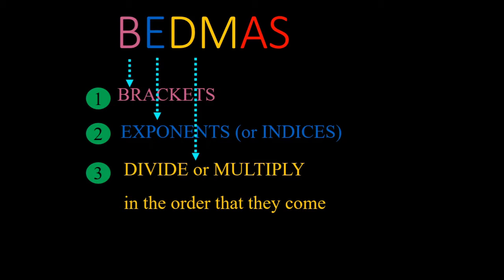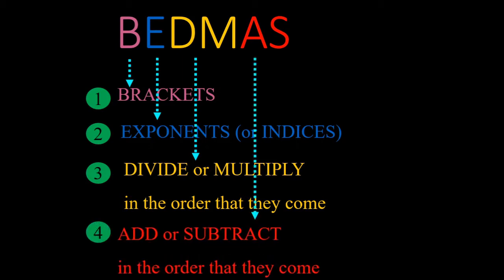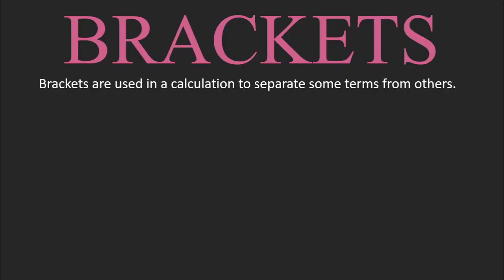Next, we've got two more letters, also in the same color, A and S. They stand for addition and subtraction. And once again, if you see several calculations in the same question, and there are some additions and some subtractions, you'll work them out in the order that you see them in the question. Again, we'll show some examples to make sure that that's clear.